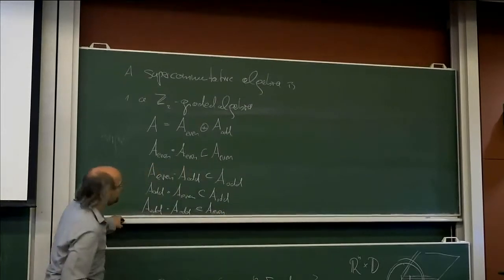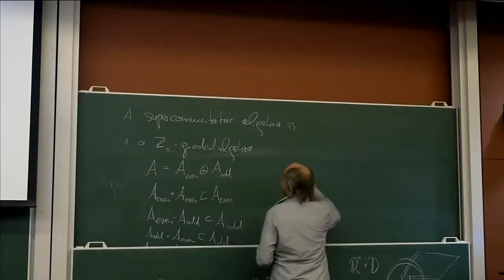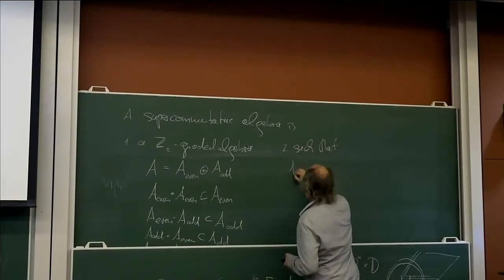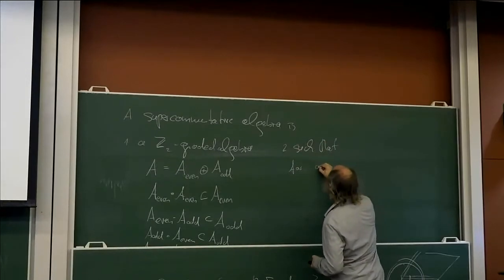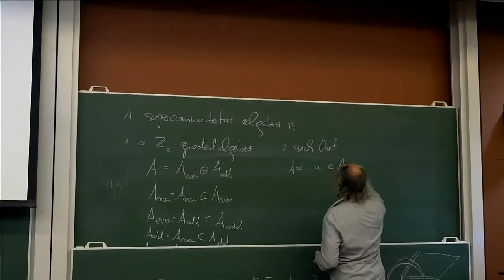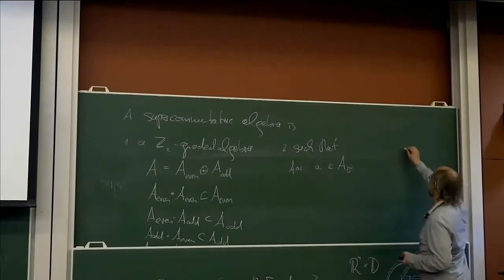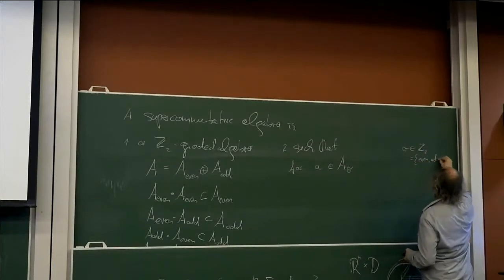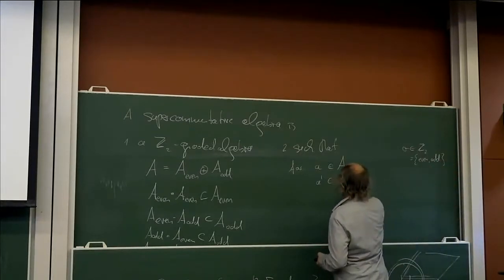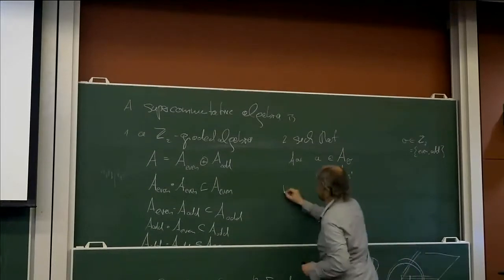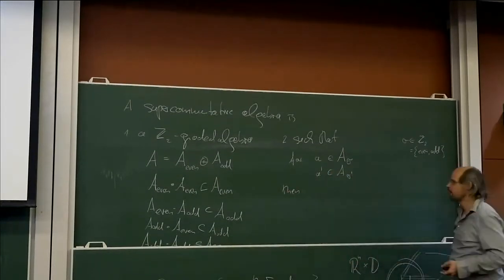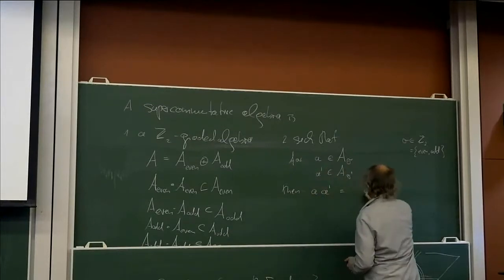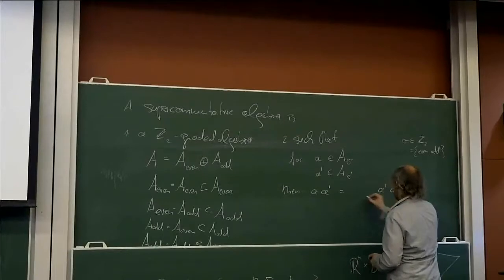So that's a Z2-graded algebra, and what we want to say is that it is graded commutative. Second, for any two homogeneous elements, so if a is in A sigma, where sigma is either even or odd, and a prime is in A sigma prime, then, if they're homogeneously graded, as we exchange factors, we pick up a sign.